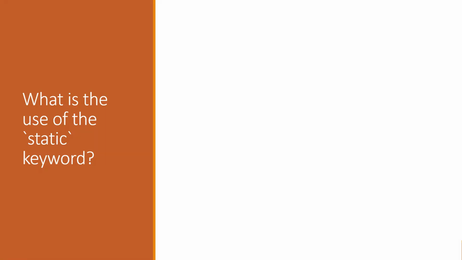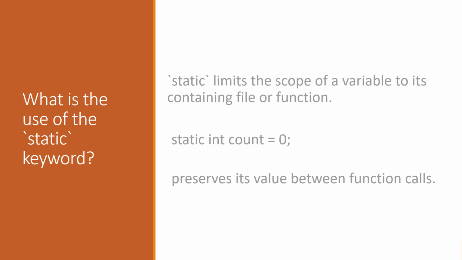What is the use of the static keyword in C? Static limits the scope of a variable to its containing file or function. Scope of a variable is limited to the file which is declaring this variable as static, or the function within which it is declared. For example, static integer count equal to 0 will be preserving its value between function calls.